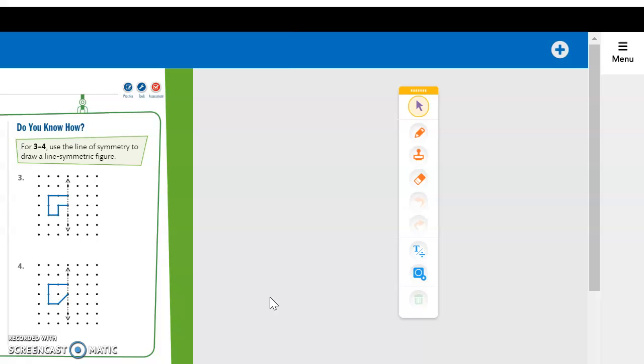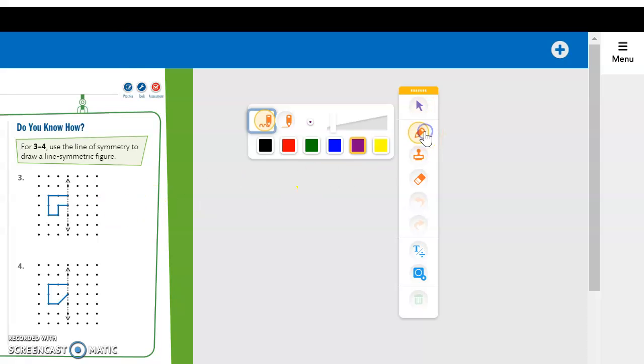So your problem for number 3 says, use the line of symmetry to draw a line symmetric figure. Now, all that means is you have to draw on this side the mirror image that's on the other side of the line of symmetry. So I am going to do my best to make this nice and neat.